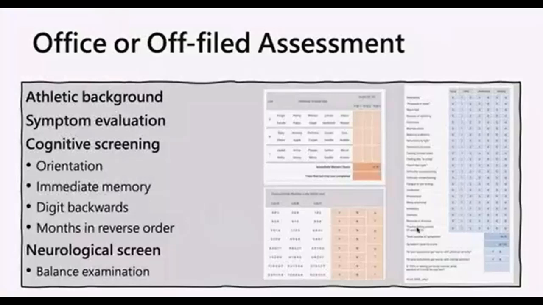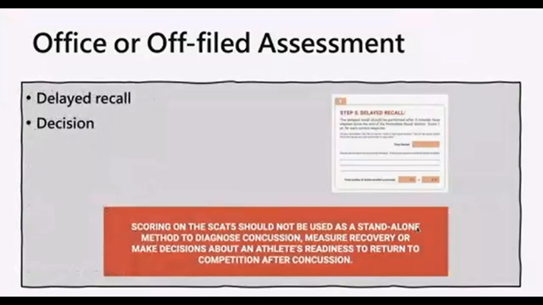And for cognitive screening, we can see whether the patient is oriented, and we can use the vocabulary bank to test the immediate memory, and also digits backwards and months in reverse order. And for the neurological screen, we are going to use a balance examination. And then the last one will be delayed recall after 5 minutes, and you can use the vocabulary bank you used before, and ask the athlete to repeat as many words as possible and record it on your SCAT-5 sheet. And finally, you'll make a decision.